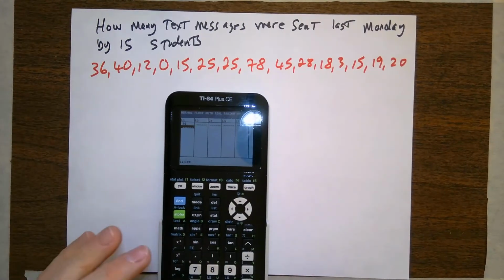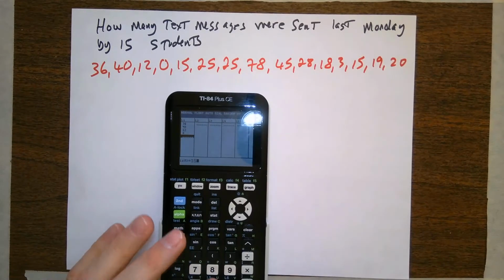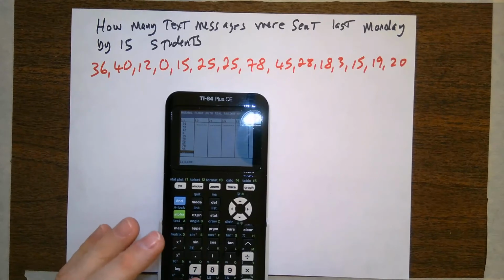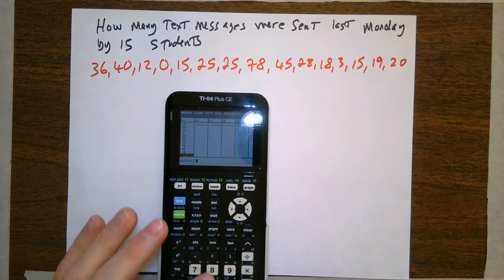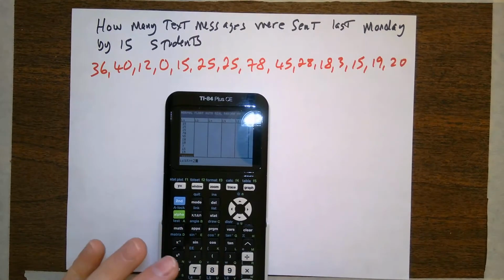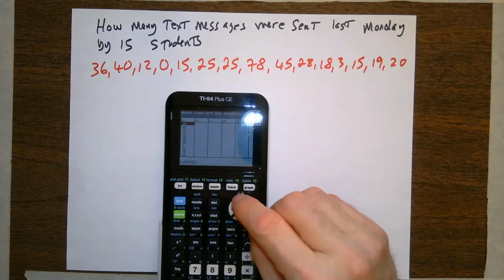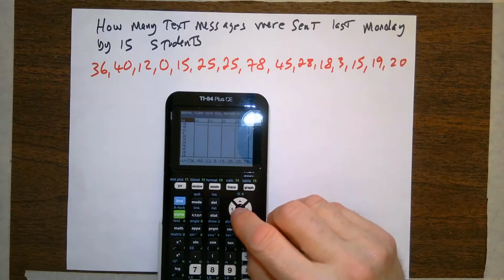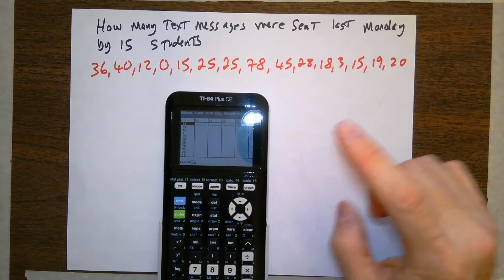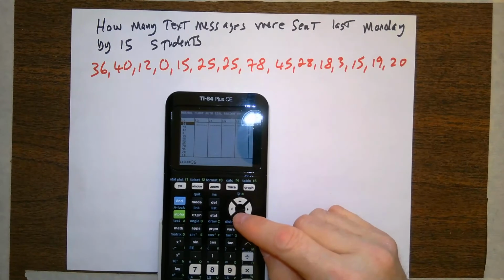So 36, 40, 12, 0, 15, 25, 25, 78, 45, 28, 18, 3, 15, 19, 20. I know I did that kind of fast. Again, you might want to pause the video. One of the things that I always do before I start doing any of the calculations is I go back and check my data, because if you put in something wrong, everything's going to be wrong. So definitely check it.